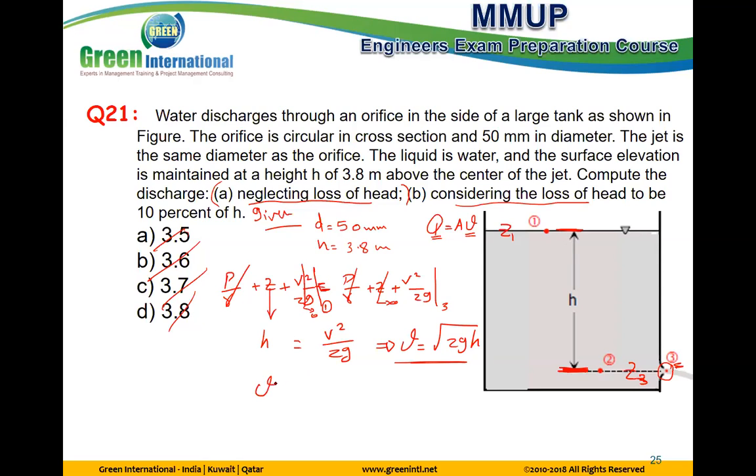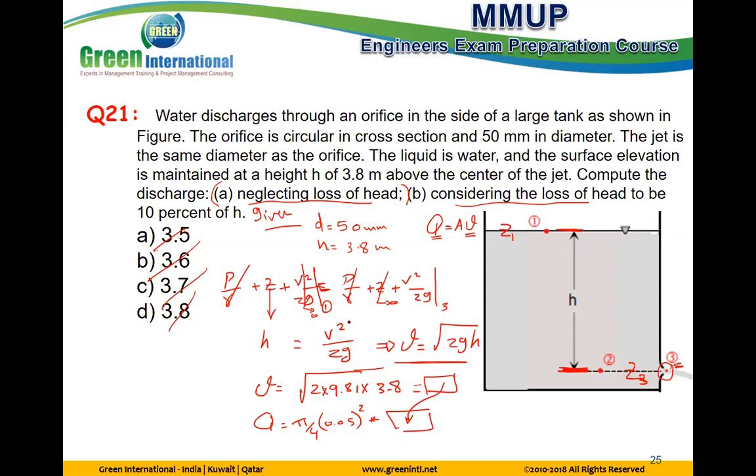Just direct substitution: V equals the square root of 2 times 9.81 times 3.8. After you get the value of V, you can get Q, which is equal to pi over 4 d square, which is 0.05 squared, times velocity. Correct? Yes. This is the first stage of the problem.